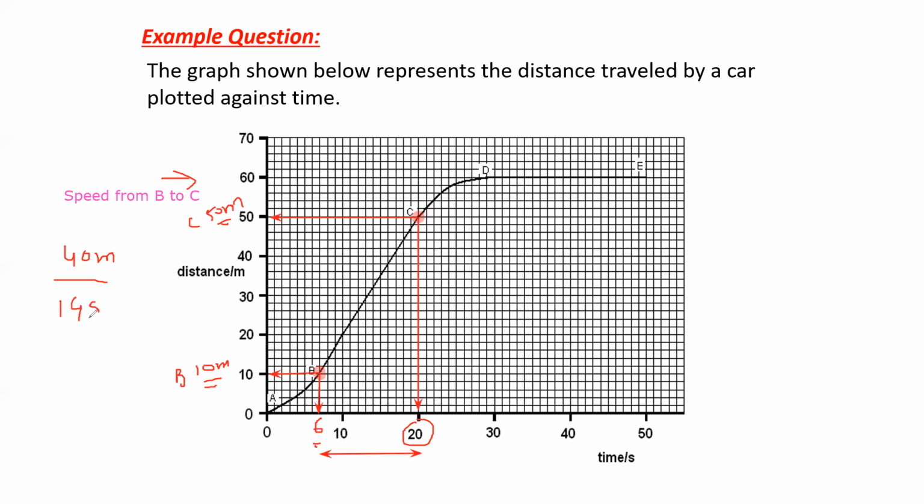So it should be 40 divided by 14, and 40 divided by 14 will give us 2.85 meter per second. When you write your answer, it should be in three significant figures. That's why I'm saying 2.85, not 2.8. So whenever you write your answer, it should be in three significant figures. So 2.85 or 2.86 I can say, because it is 2.857, so I can say 2.86. Is it clear? The speed of this car from B to position C.